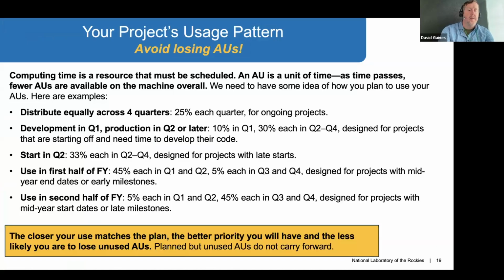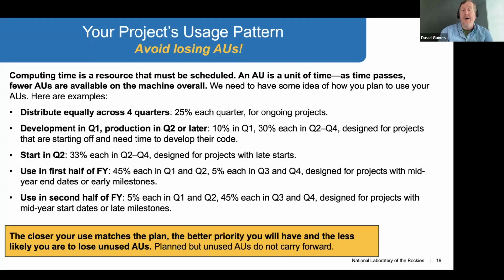Maybe there's going to be a late start due to postdocs arriving at a certain time or something along those lines. And then finally, if you know that you're only going to be using AUs in the first half or second half of the fiscal year, you can also select those options. The goal here is really to match your plan to what your expected usage is. And since we use a fair share priority system, the better your usage matches what you're allocated, the better your priority will be. And then correspondingly, you're less likely to lose unused AUs.